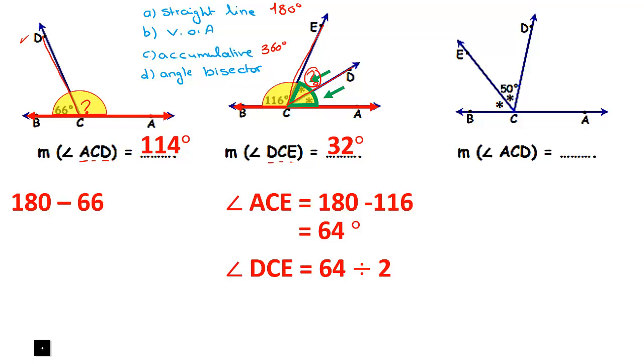And it's not a must to write that CD is an angle bisector. It's enough to have a sign, just like those two, to tell me that those two angles are equal. Let's go now for the third figure.